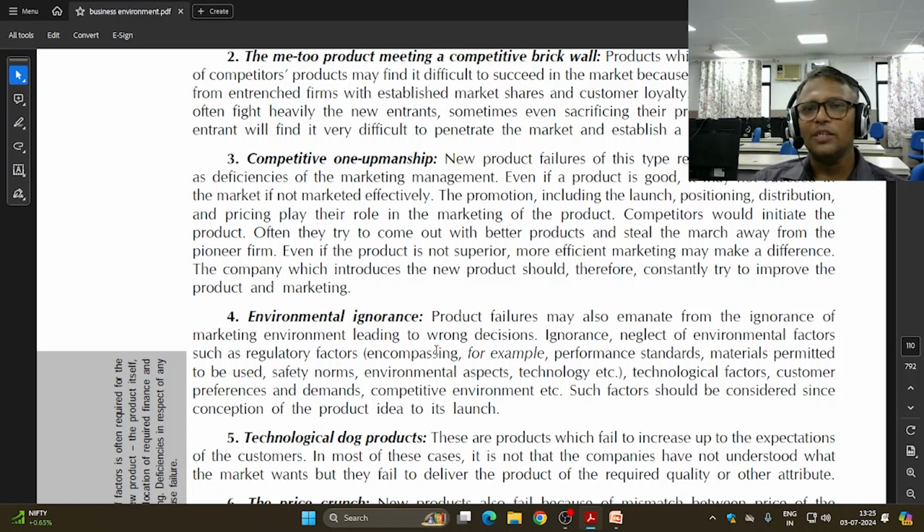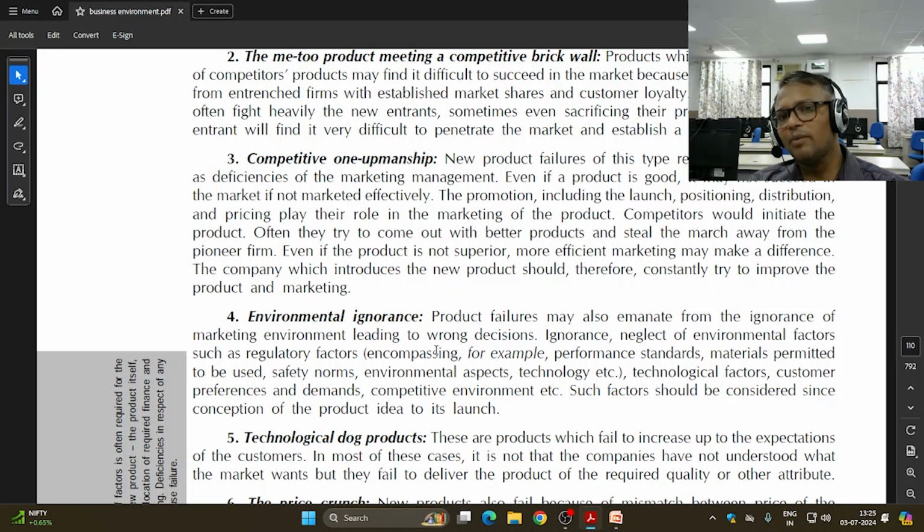The competitors will imitate the product. Often they try to come up with better products and steal customers, who move away from the prior firms. Even if the product is not superior, more efficient marketing may make a difference. The company which introduces the new product should therefore try to improve the product and marketing.